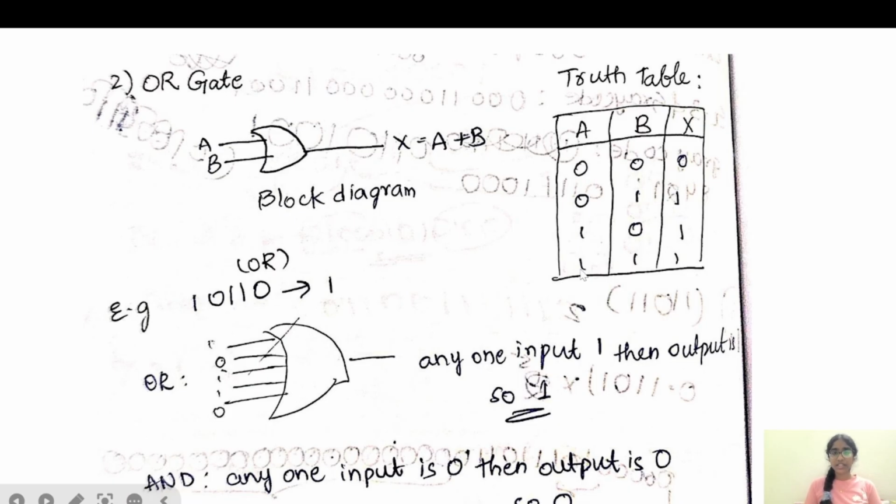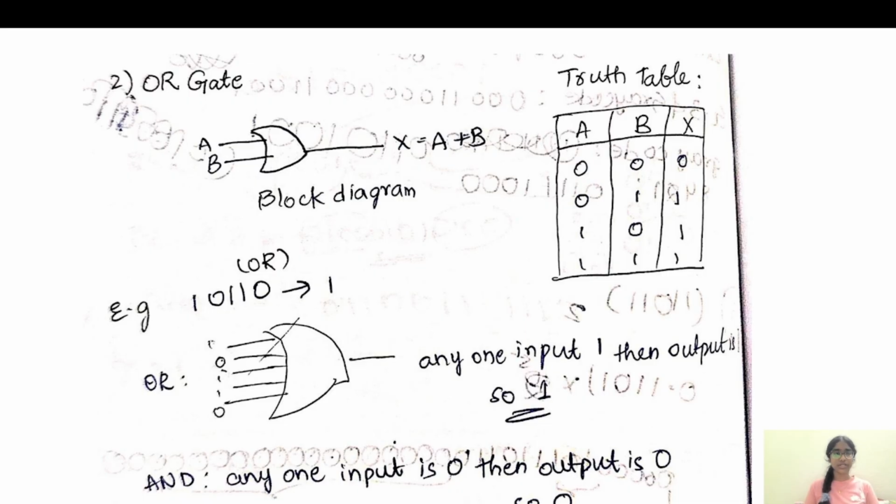You can simply say that if at least one of the inputs is 1, then the output is going to be 1. Here in the example, you have the input as 10110. Here you have 1, so at least you need to have a single 1 as an input. So here we have three ones, so the output is going to be 1.